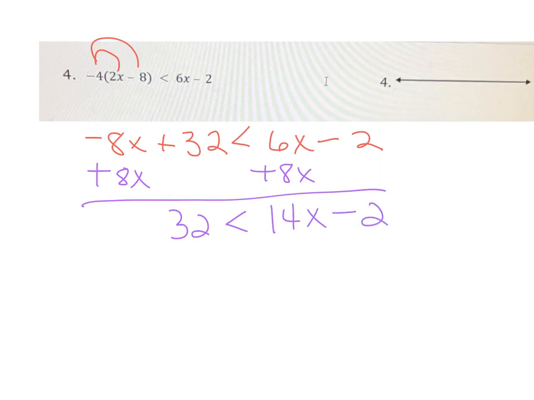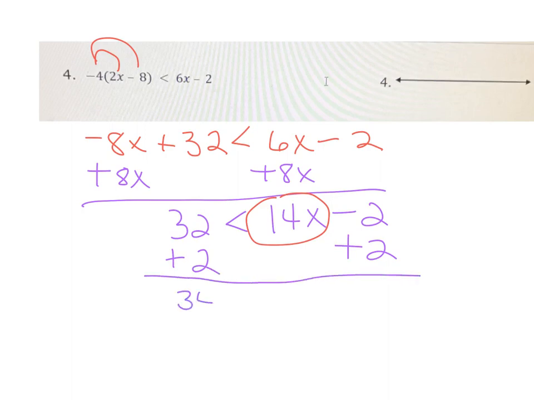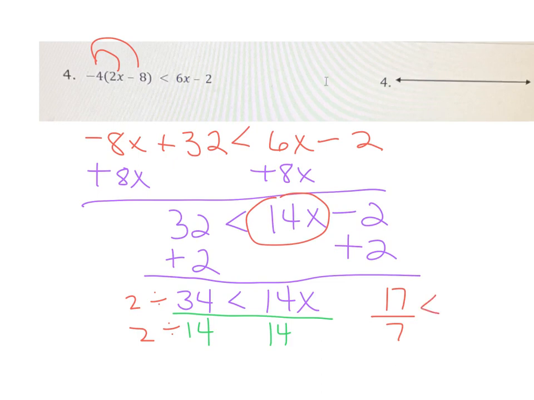I need to isolate the variable, so I need to get it by itself, which means I'm going to add 2 to both sides. And I get 34 is less than 14x. Now I need to solve for the variable, so I'm going to divide both sides by 14. I do not need to flip the sign because it wasn't a -14. So I get 34 over 14. I know that I can divide both of those by 2, so this is going to give me 17 over 7 is less than x.